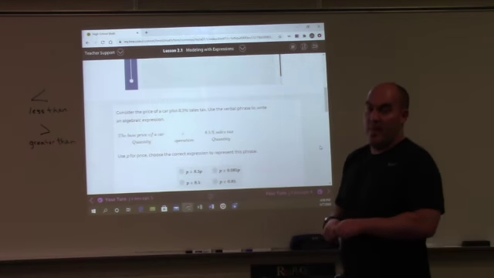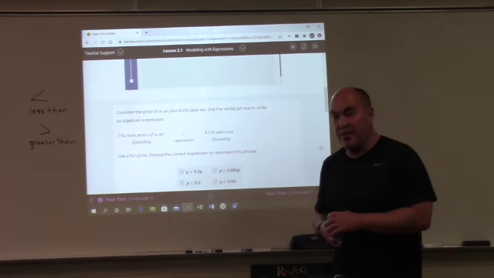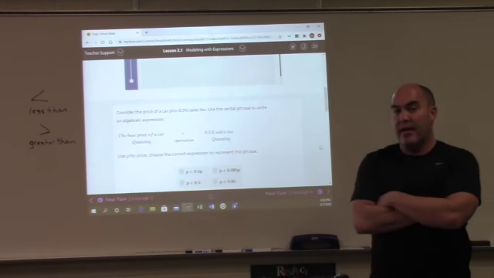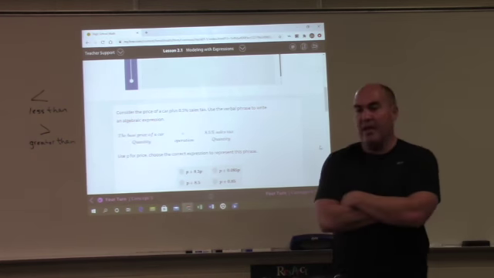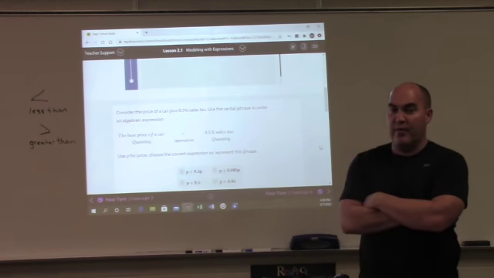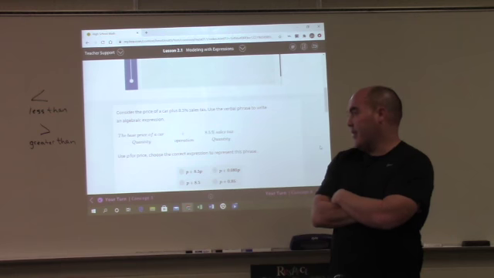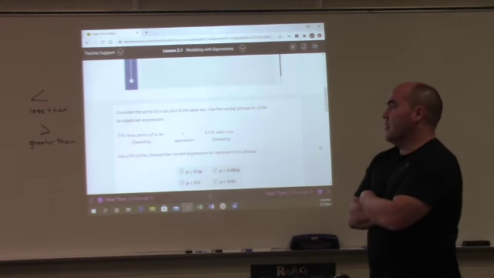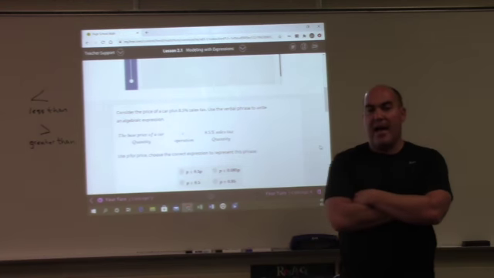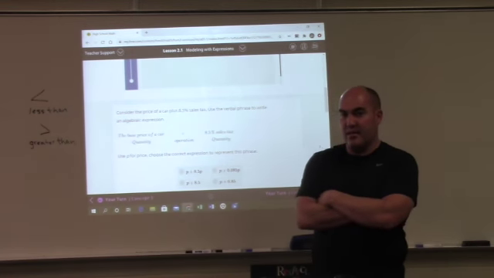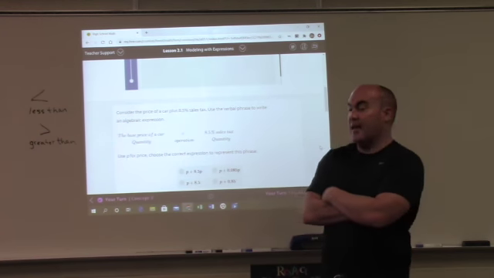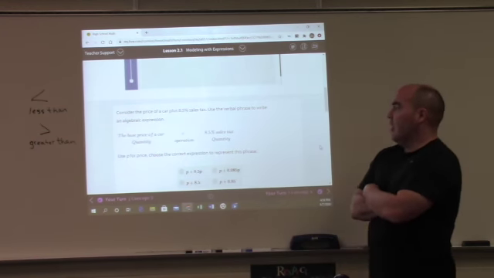Now, this is one of the other things you're going to have to do today. You're going to have to be able to write an expression given a word problem or a verbal phrase, some sort of real world scenario. It says consider the price of a car plus 8.5% sales tax. So the price of the car plus 8.5% sales tax.